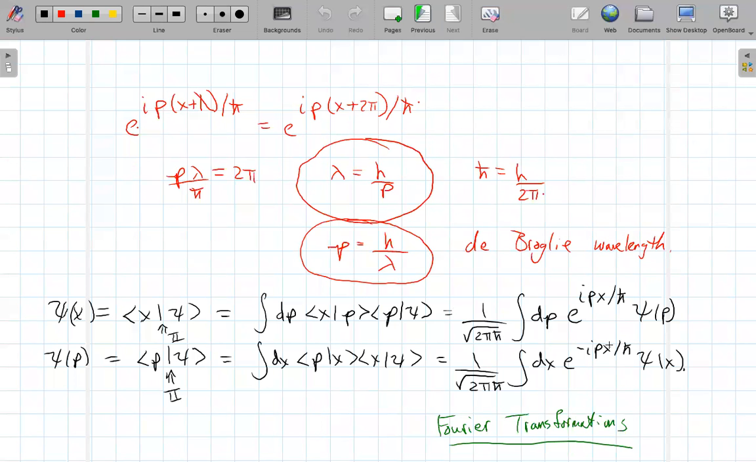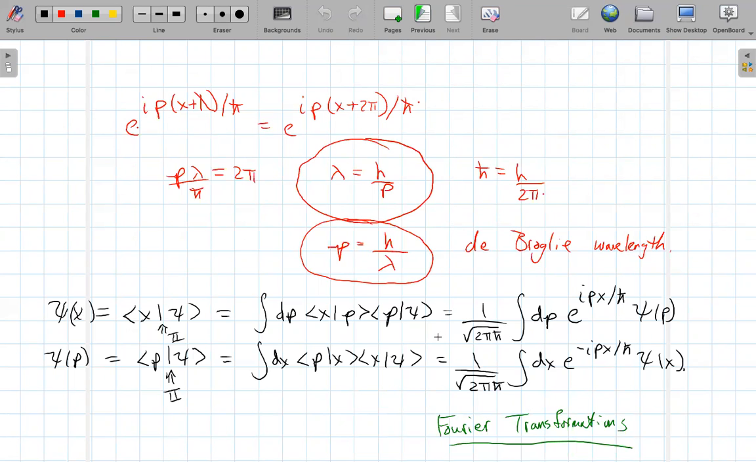And then this one says that if we start off with our wave function in position space, then we can go to momentum space by taking the inverse Fourier transform integrated over the position to bring it into momentum space. So again, these are the Fourier transforms.